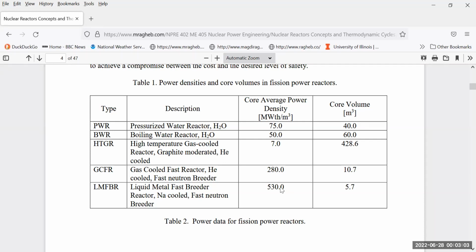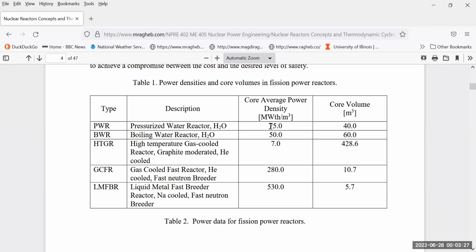What is the implication of why should we go, or would we like to go, to high power densities? Because in that case, the volume of the core would be much smaller for the same amount of energy that we produce. So this one is about 6 cubic meter for a liquid metal fast breeder, but it's 40 cubic meter for a pressurized water reactor.